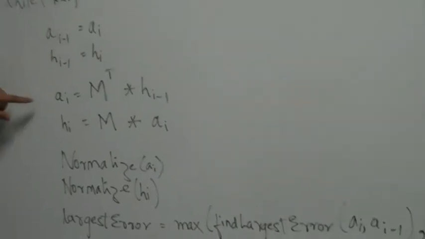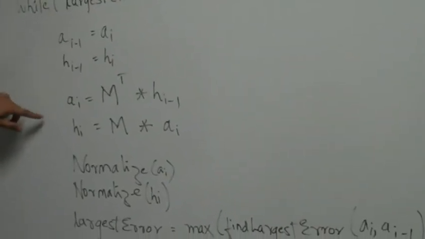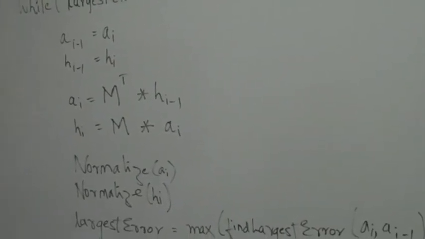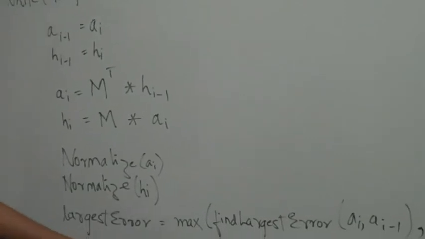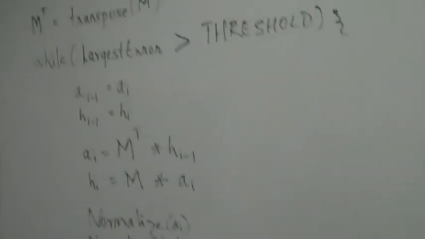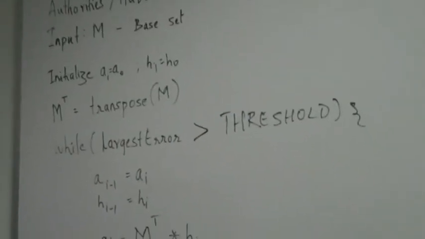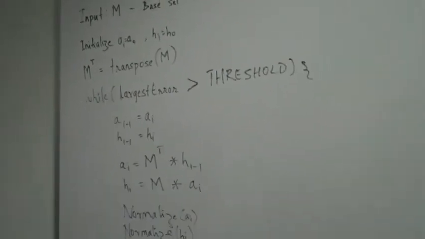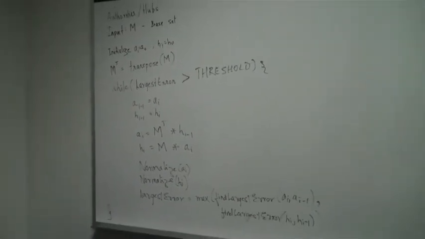The largest error is the difference between a value in the corresponding position in A_i and A_i minus 1. And it's the same way you have to compute it for hubs. Whatever is the max, take that, and then you have to iterate over this. Do you guys have any questions with this?